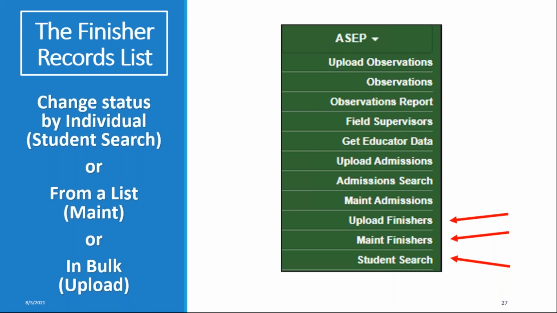And finally, you can use the bulk upload option to add or delete a record or change the enrollment status for one candidate or for multiple candidates simultaneously.